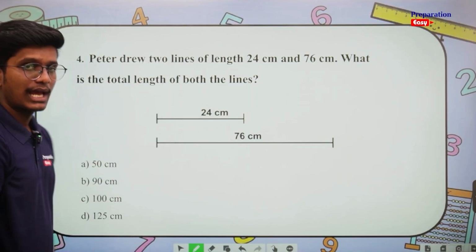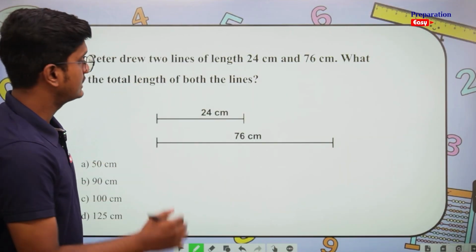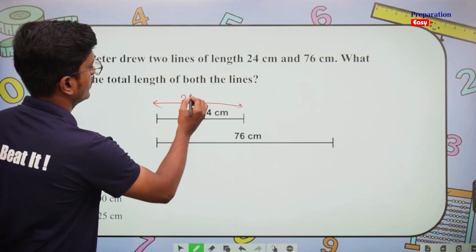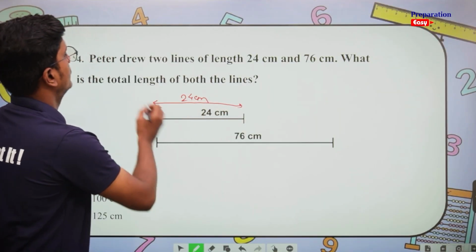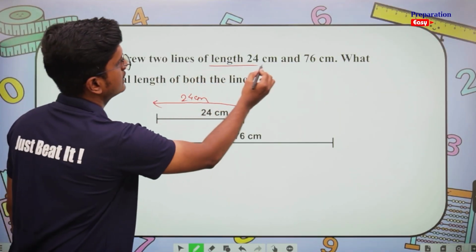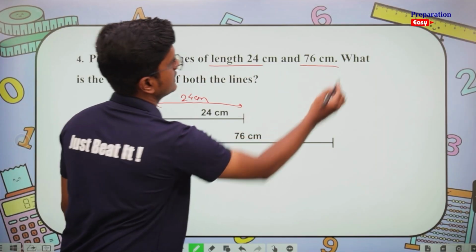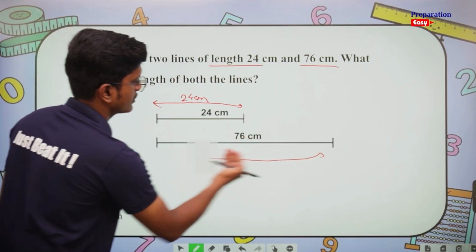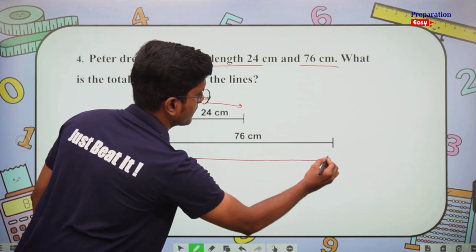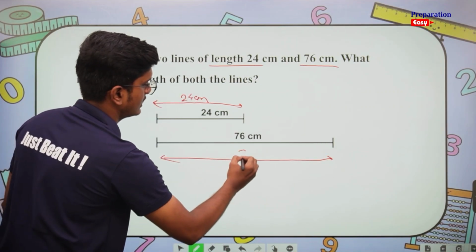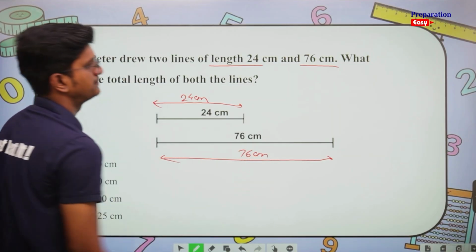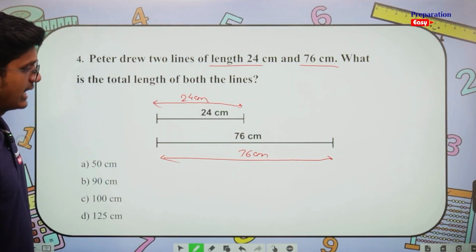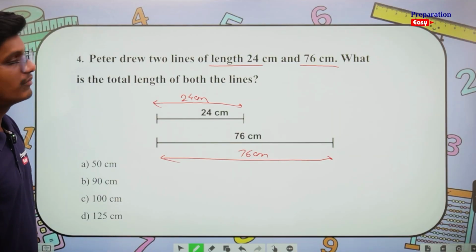Okay, there is another question. Peter drew 2 lines. We can see one line, which is 24 centimeters. Peter drew 2 lines of length 24 centimeters and 76 centimeters. We got another line as well which is 76 centimeters, right? So what is the total length of both the lines? They have asked us the total length of both the lines.